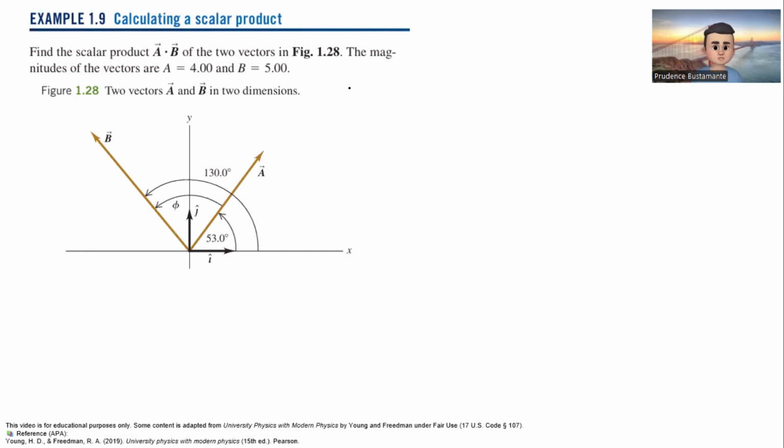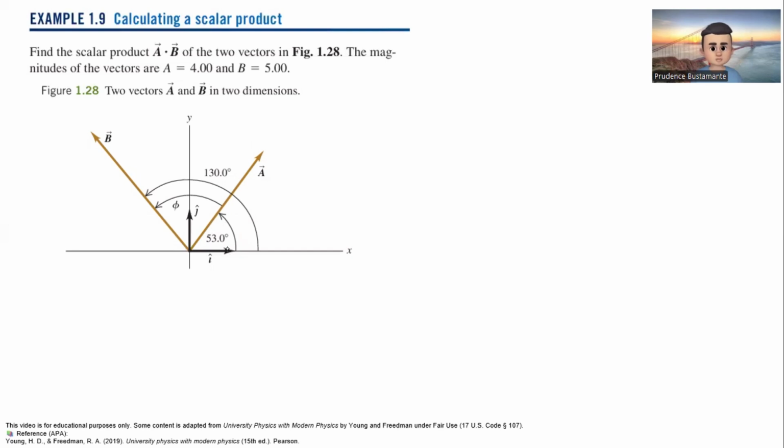This is about calculating the scalar product. The problem says: find the scalar product A dot B of the two vectors in figure 1.28. The magnitudes of the two vectors are given by A is equal to 4 and B is equal to 5. If we look at our equation, try to look at this one.